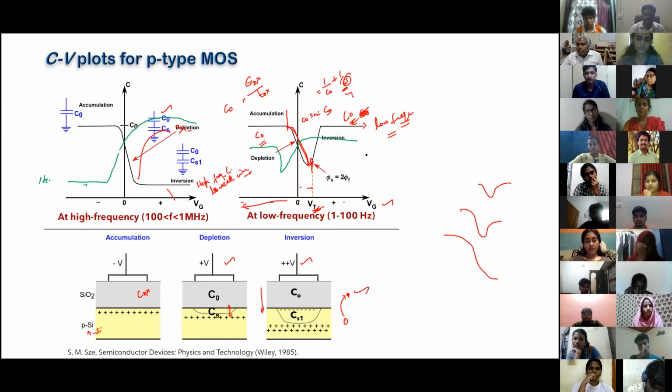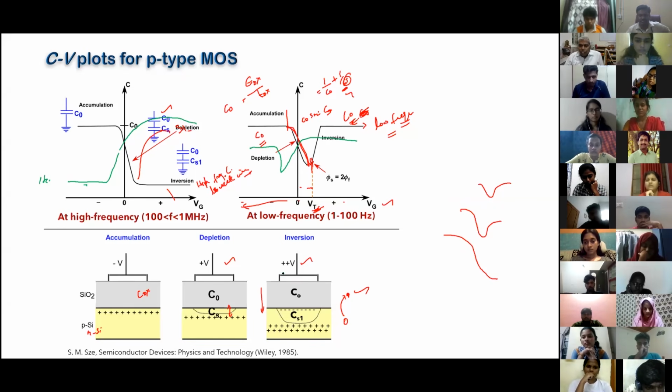Okay, that is one question. And somebody asked me, sir, could you please explain when V is much greater than 0? Yeah, that is the situation here. When V is much greater than 0, which is really high voltage, there are two things that occur here. One is a high frequency.